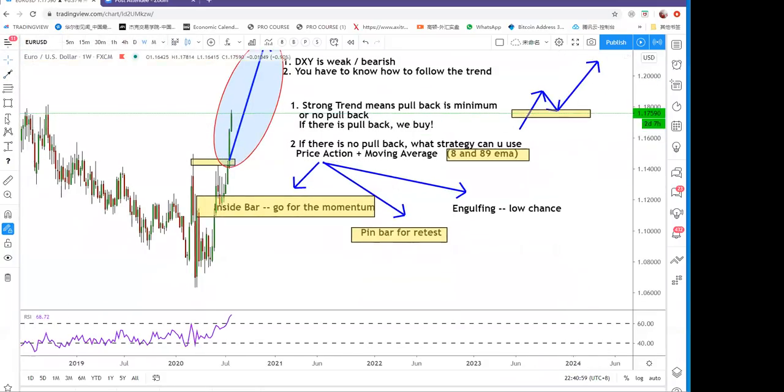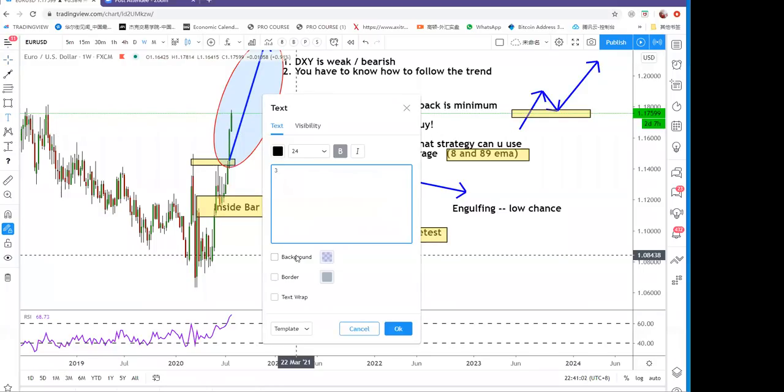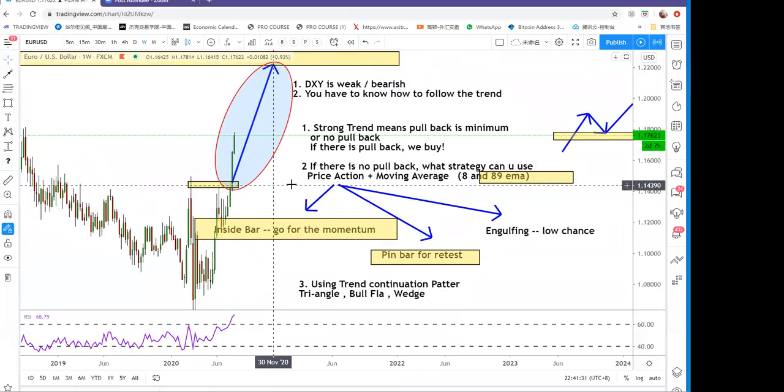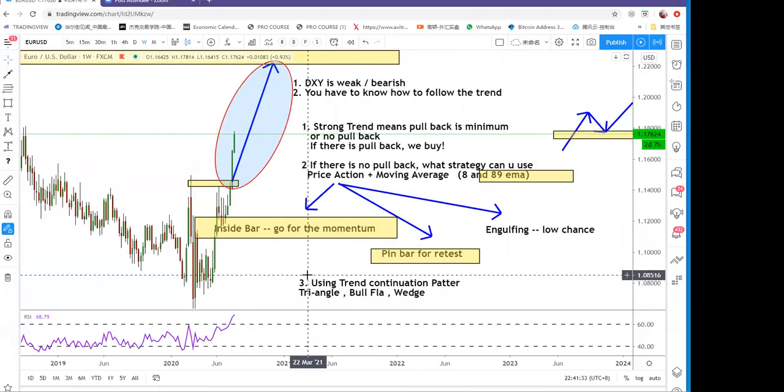And the third strategy is using what? Using trend continuation patterns, such as triangle, such as bull flag patterns, or wedge, or cup and handle, whatever you can use to give you the trend. So these are the 3 strategies we are using.